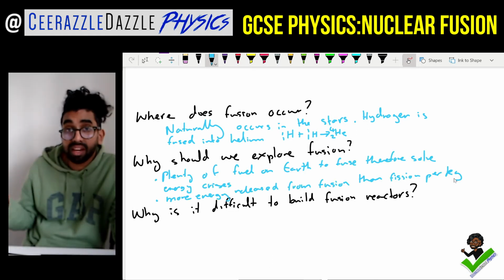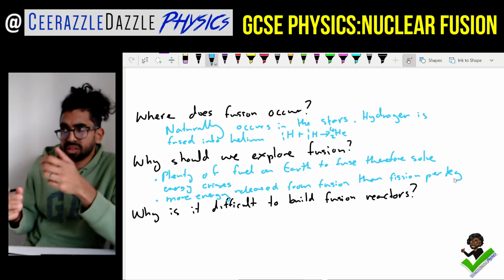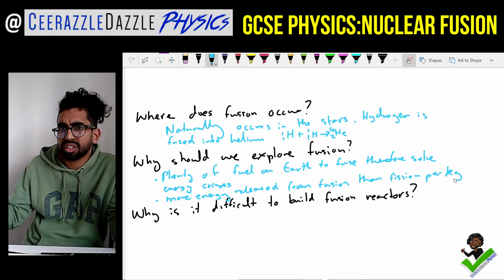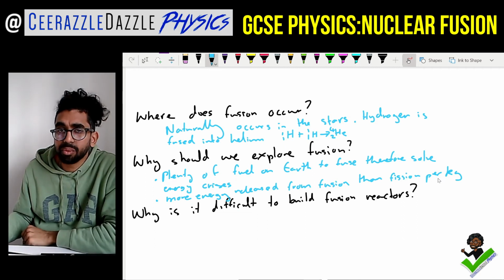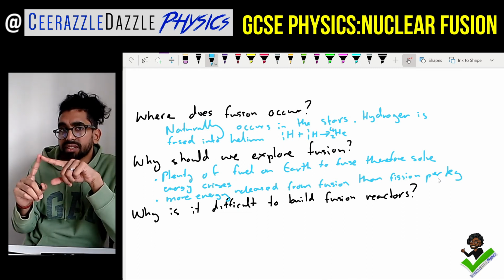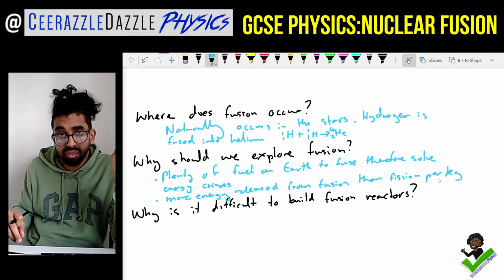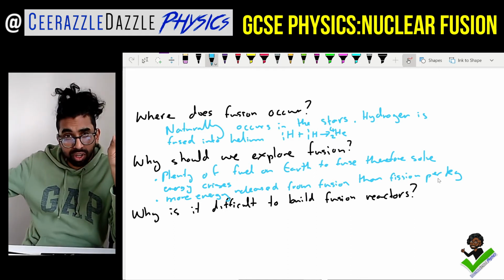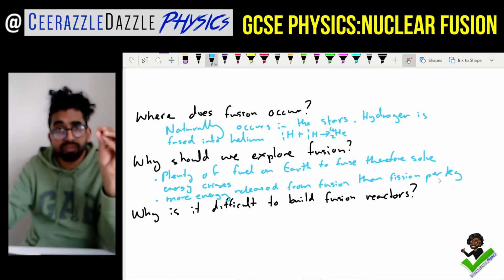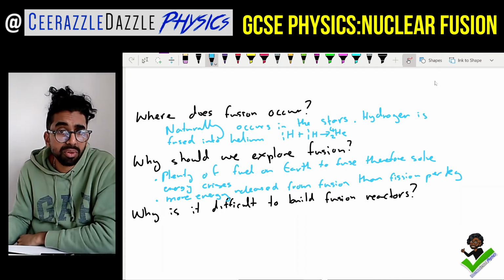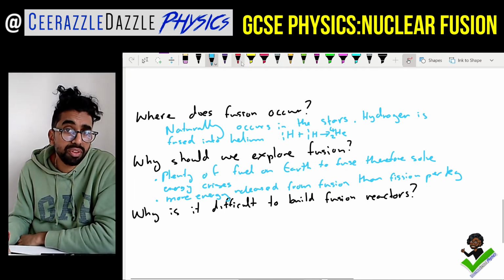Okay, and the last question is going to be the following. Why is it difficult to build fusion reactors on Earth? Because obviously if we've got all this fuel here, can't we just fuse it all together? Why is it difficult? Well, think about the actual process. What's going to be really difficult when you take the nucleus of one atom and you try and bring it next to the nucleus of another atom to fuse together? Well, think about what's going to happen. What is the charge of the nucleus?